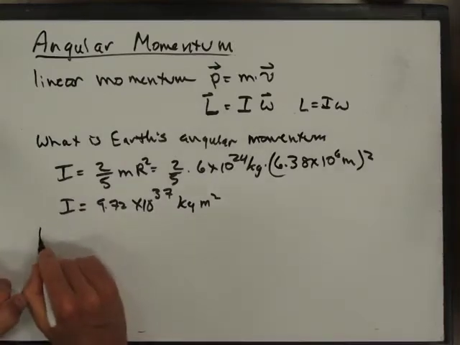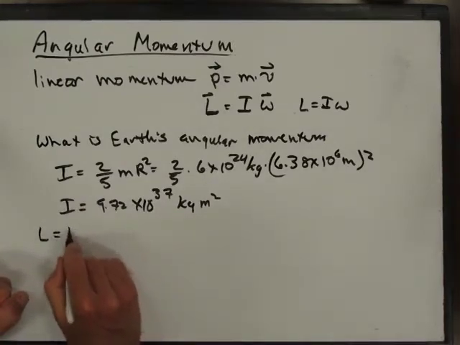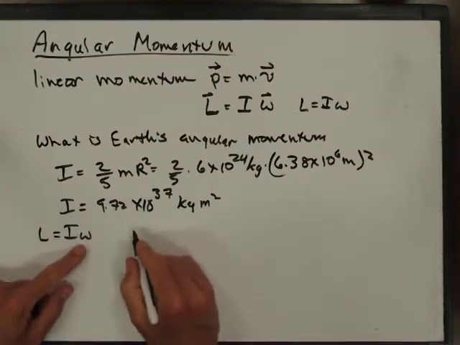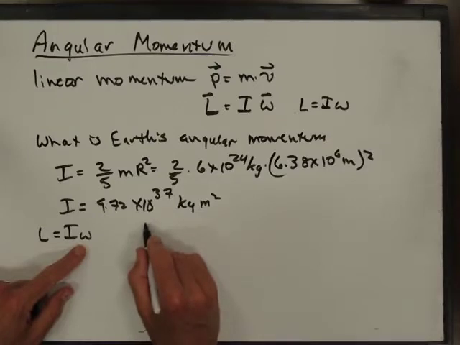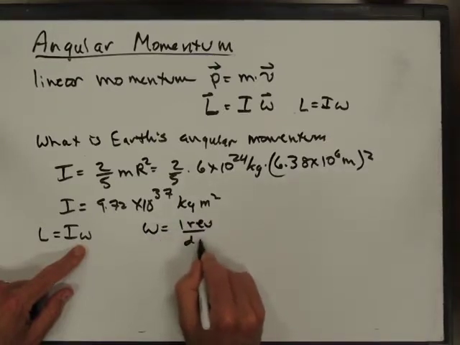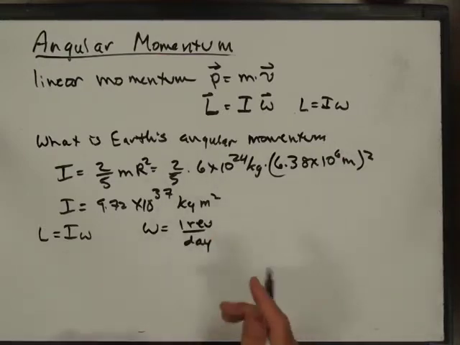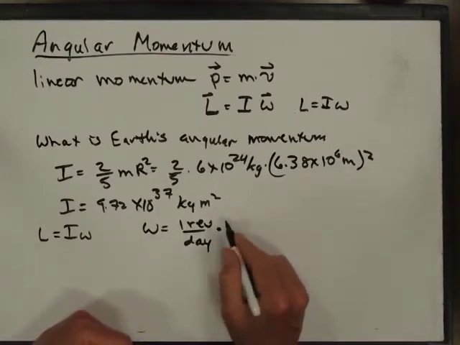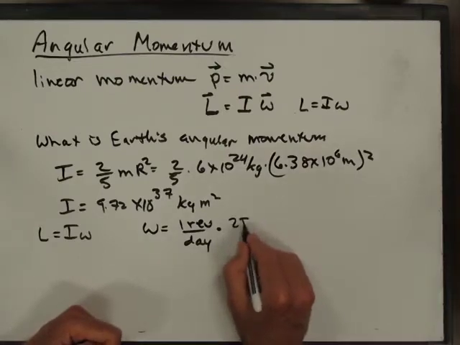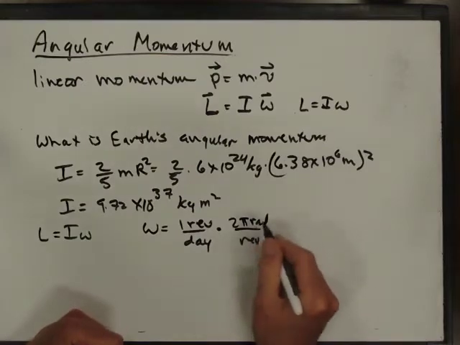And so if we wanted to calculate its angular momentum, we'd need to use omega, right? We need to multiply this by omega. Omega is equal to 1 revolution per day, right? The Earth rotates once per day. But then we want to convert it into radians per second, and so it would be times 2 pi radians per revolution, right?